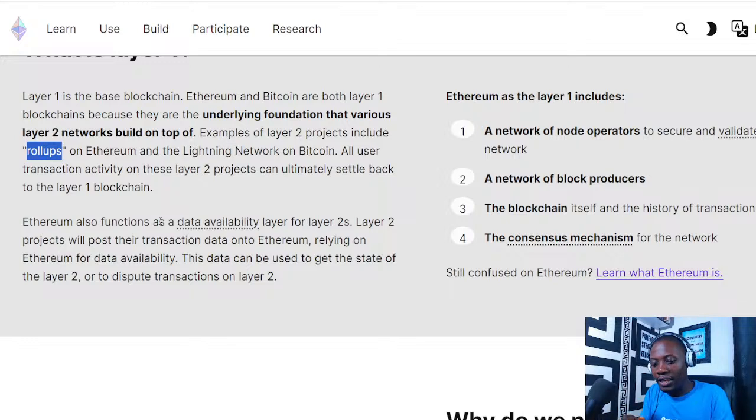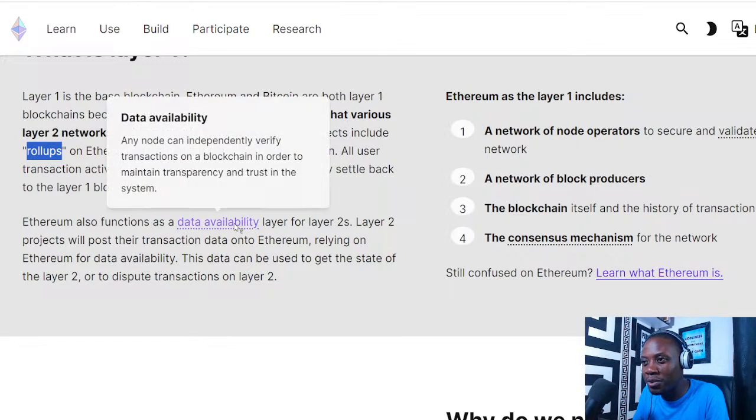All right, the data, which I think we might need to possibly read about. Data availability is defined as any node being able to independently verify transactions on a blockchain in order to maintain transparency and trust in the system. So data availability is when a node can independently verify transactions on the blockchain. So that is what the layer 1 part of Ethereum is also for the layer 2s of other blockchains or other layers that are coming on top of Ethereum, right?